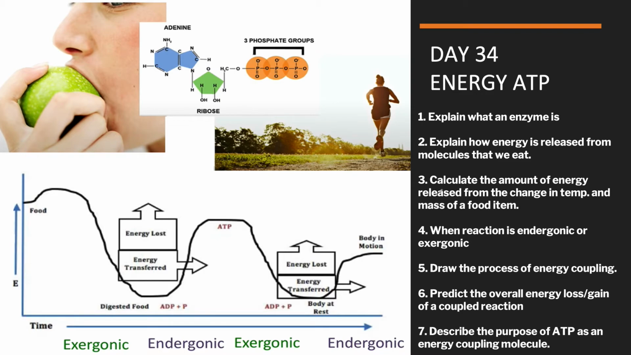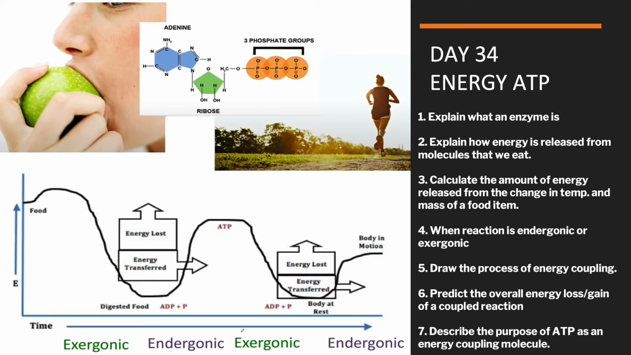Okay, so we should be able to calculate the amount of energy released. We'll do that in a minute. Decide whether a reaction is endergonic or exergonic. Anytime it's going down and releasing energy, it is exergonic. Anytime you're putting energy in, it is endergonic. This is the process of energy coupling. Anytime you use an exergonic reaction to drive an endergonic reaction, that's energy coupling. And then we'll predict overall energy loss and gain and describe the purpose of ATP.